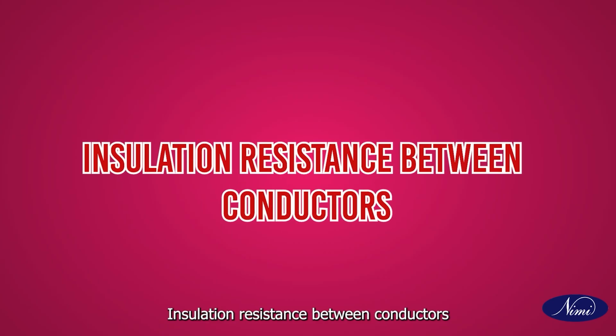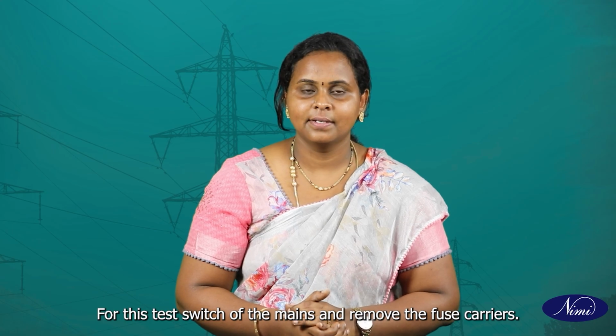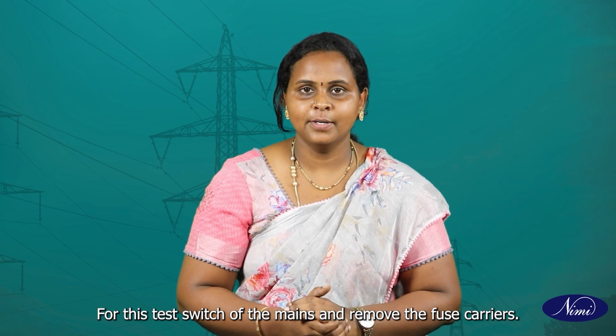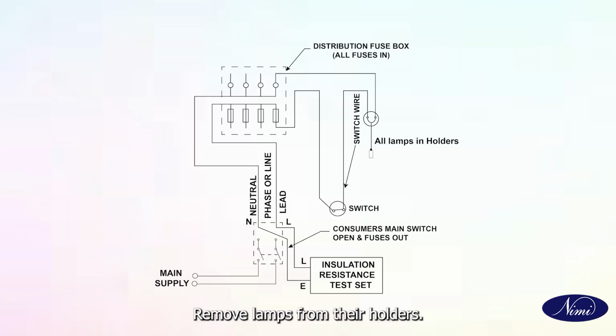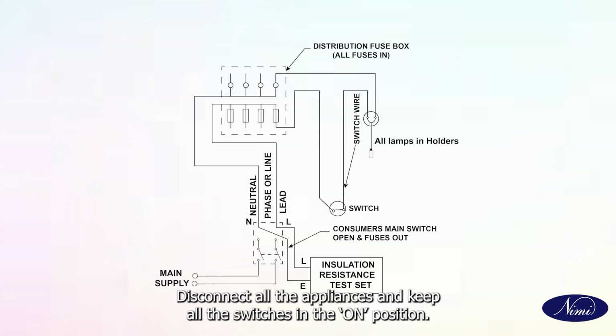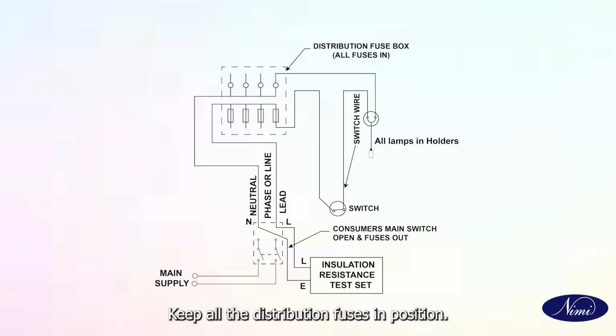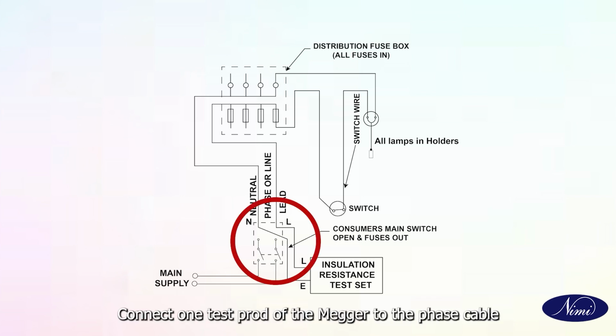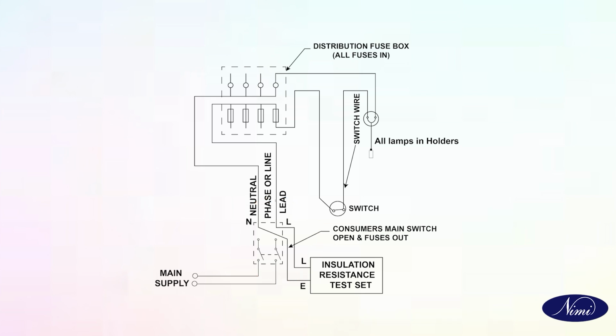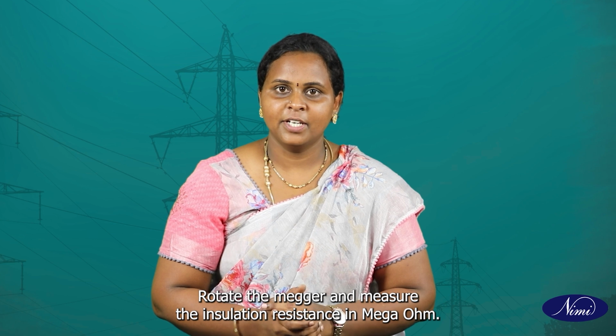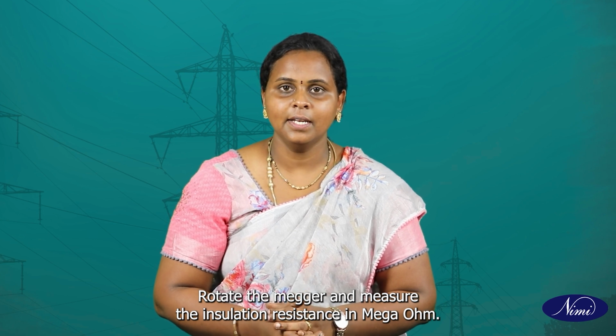Insulation resistance between conductors. For this test, switch off the mains and remove the fuse carriers. Remove lamps from their holders, disconnect all the appliances and keep all the switches in the on position. Keep all the distribution fuses in position. Connect one test prod of the megger to the phase cable and the other to the neutral as shown in the diagram. Rotate the megger and measure the insulation resistance in megaohms.